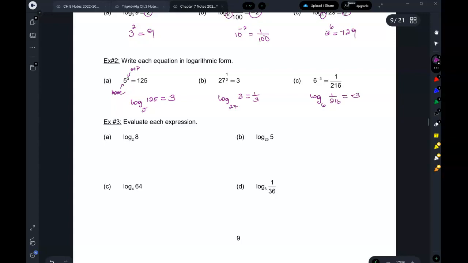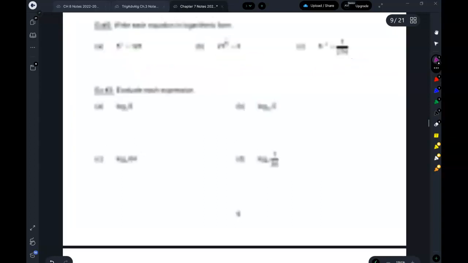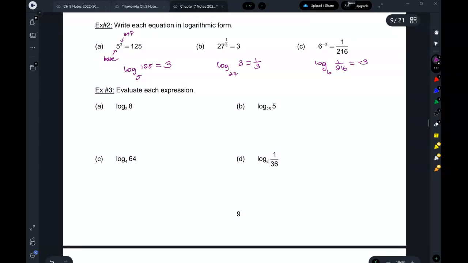Fabulous. Okay. So here, let's evaluate the expression. Evaluate means find the numerical answer. So here we're looking for the exponent of 2 that gives us an 8, and that would be 3. What about this one? So the way in which we're going to think about that is, this is the base, right? 25 to the power of what is 5?